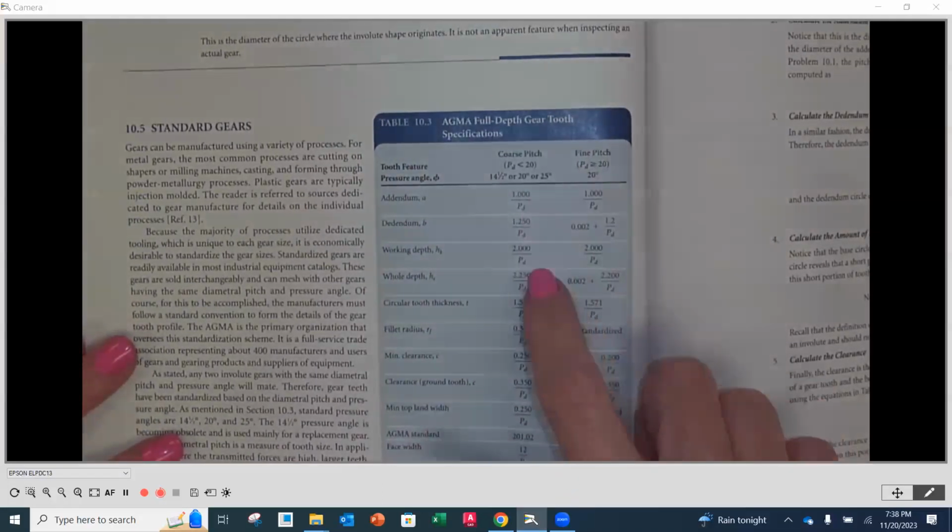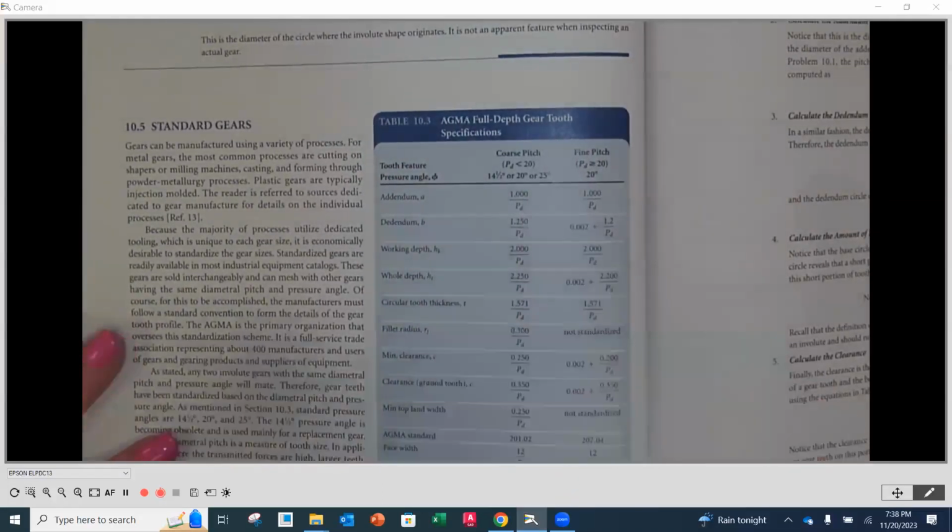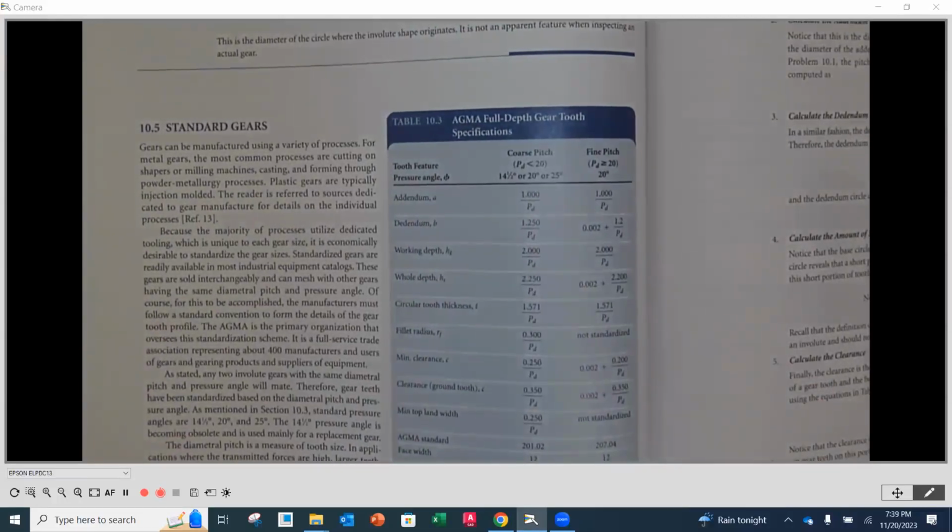Okay, but if you ever wanted to or needed to, they are standards based on the diametral pitch. So you'll notice that the diametral pitch here you need to know, and then you can figure out each one of those based on the equation. Okay.